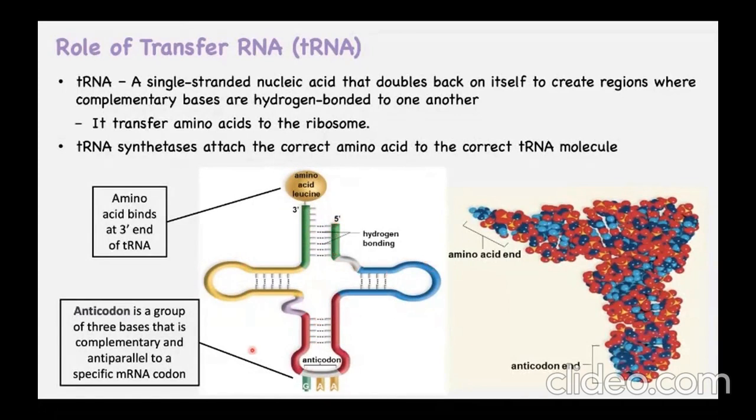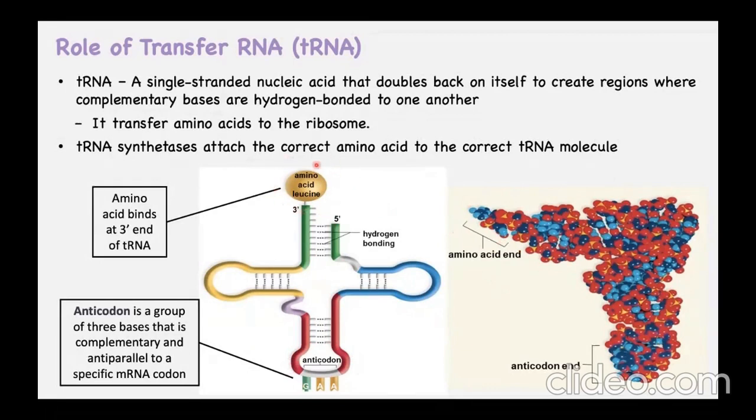Actually, this is not the real shape. The real shape is this. This is the real shape. This is the amino acid end. This is the anticodon end. So the anticodon is here. This is the anticodon. The amino acid end is here.